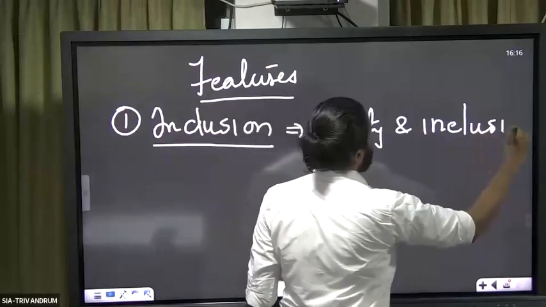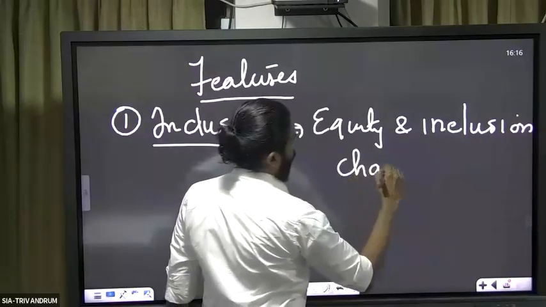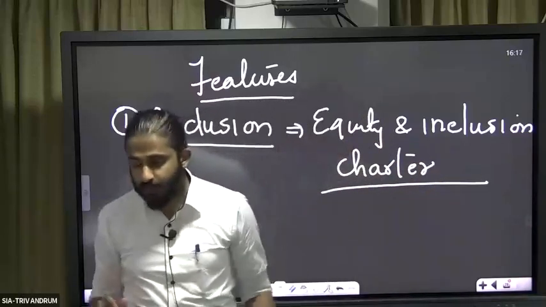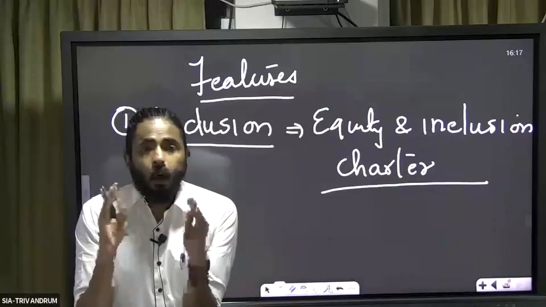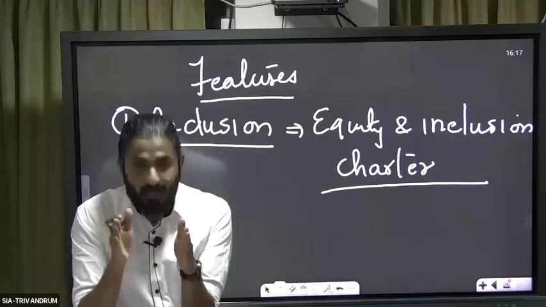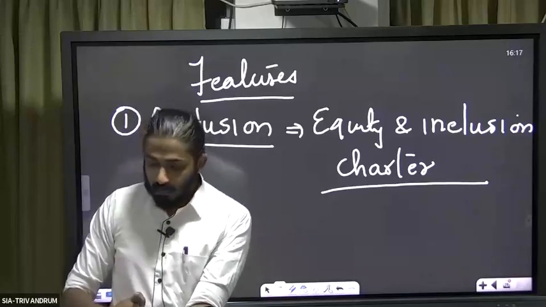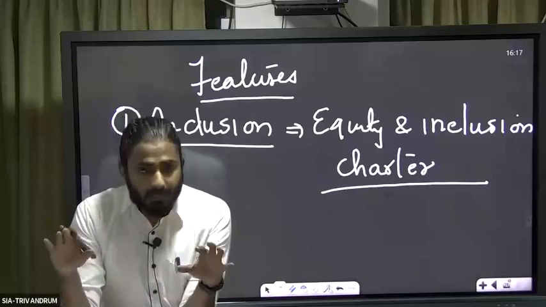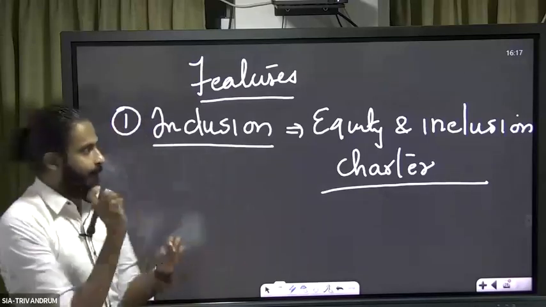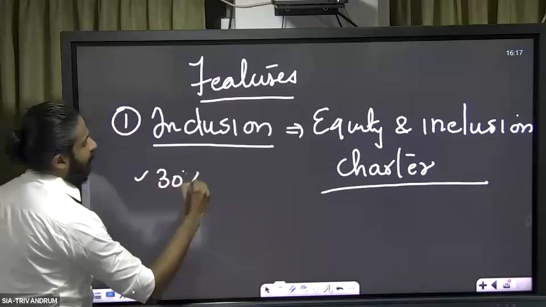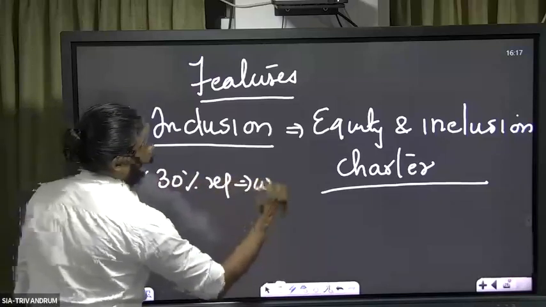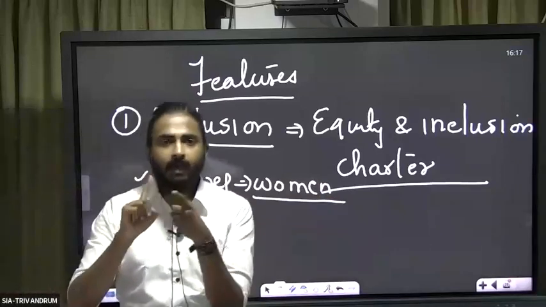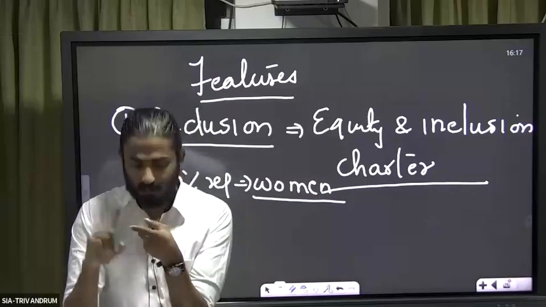Equity and inclusion charter. In science, technology, and innovation, we should tackle all sorts of discrimination. This is one important aspect we are trying to bring in this policy. So 30% representation in all decision-making bodies relating to STI will be given to women. One major change they have suggested.